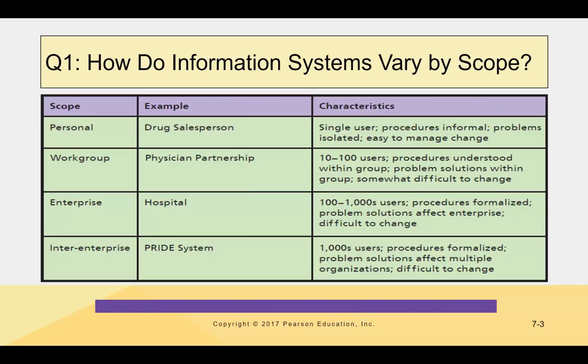Take a look at the scope up here, the personal, work group, enterprise, and inter-enterprise, and get an idea of how this works. The personal person, the drug salesperson, how do they form with a work group? And then look over here at this. So you get an idea that when you start getting 1,000 plus users, you have to have something a little different when you move between these.